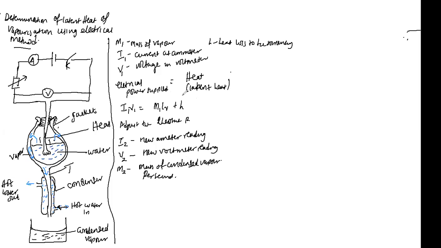Now, the reason why this was just power is because this mass, M1, is technically M over T. It is mass of vapor per second. So if it's mass per time, if you cross multiply this time and remove the time from here to come this way, then it will reduce into energy. Okay? So electrical power supplied is equal to the heat, which is latent heat, plus heat loss to the surrounding.